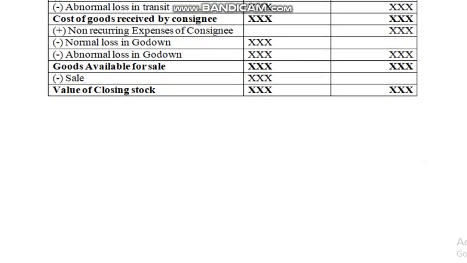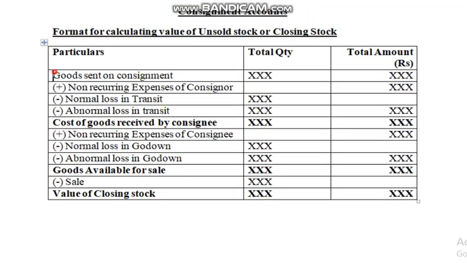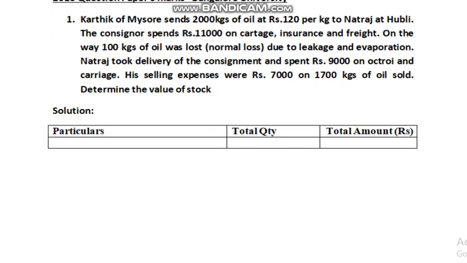First, we should take goods sent on consignment. Here Karthik sends 2000 kg of oil at rupees 120 per kg. So total quantity is 2000 kg. And what's the amount? 2000 kg multiplied by 120 rupees per kg, 2000 multiplied by 120, that is 2,40,000 rupees.